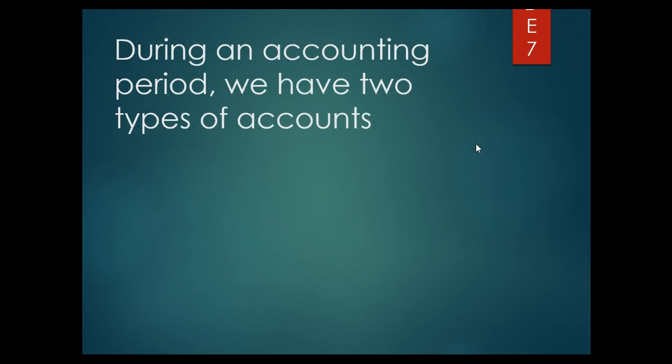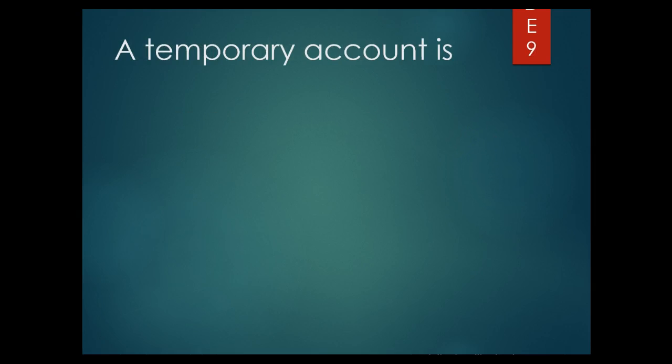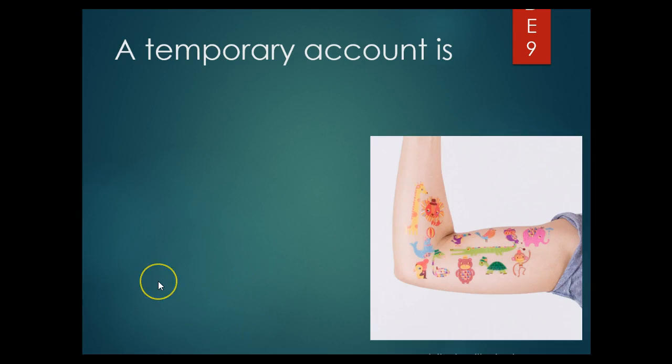Well, during an accounting period, we have two types of accounts. Now, we have many classifications of accounts: assets, liabilities, owner's equity, revenue. But during the accounting period, we have two types of accounts. The types are what are called permanent accounts and temporary accounts. Now, this is what a temporary account is. A temporary account is like a temporary tattoo. It is only there for a short period of time.